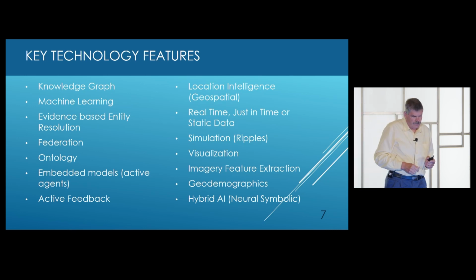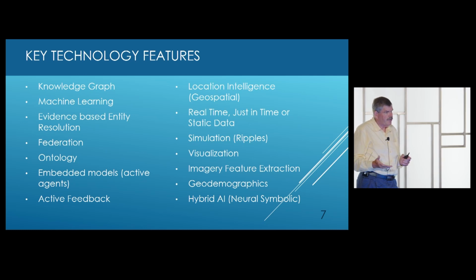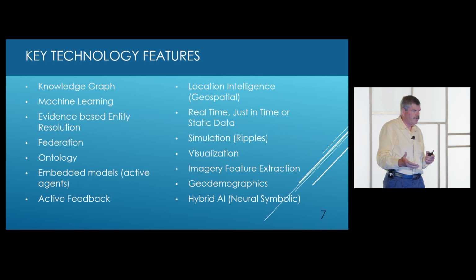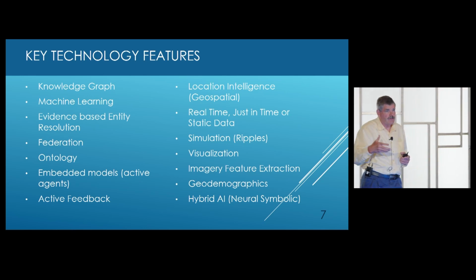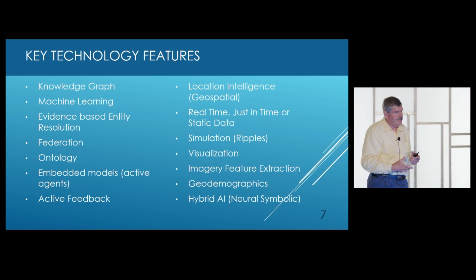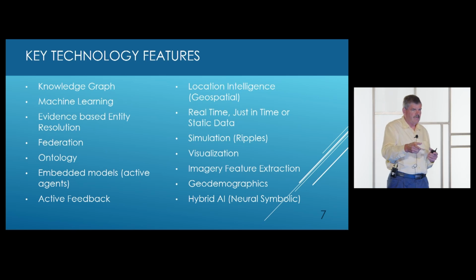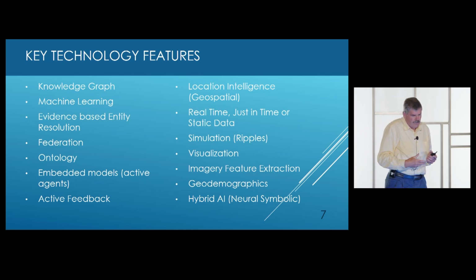Visualization, you saw a little bit of visualization there. We also bring in data from imagery. So we do feature extraction on imagery. That feature extraction mechanism generates data which feeds into the engine as well, and that can be live as well. So the digital twin that we built at RBC is tethered to the Sentinel hub, which sees directly the data that comes back from the Sentinel satellites. So we can respond to that instantly. Geodemographics and hybrid AI, which I will come back to.